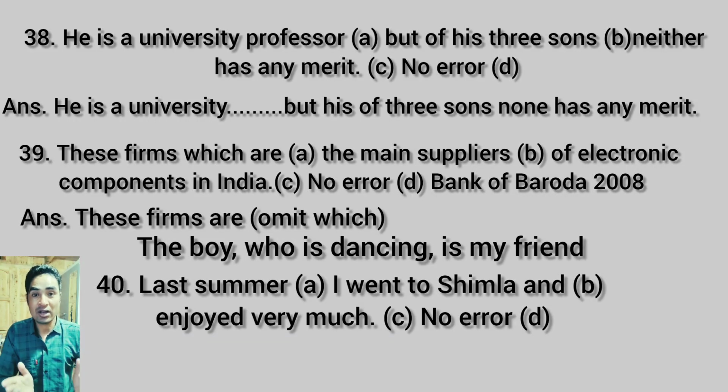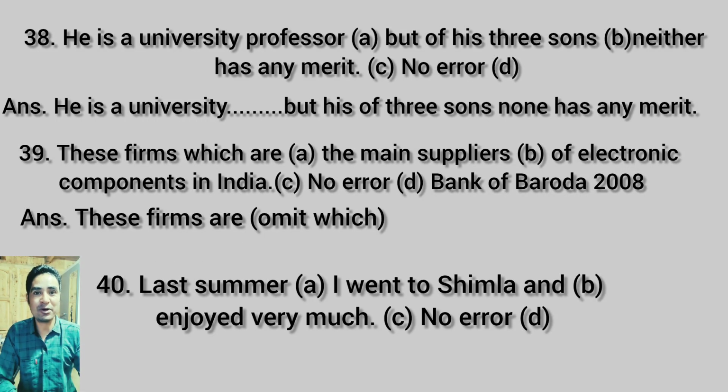The main verb of the sentence belongs to the main sentence: the boy is my friend. "Who is dancing" is a relative clause. I hope you understood. Let's move on to the next question.